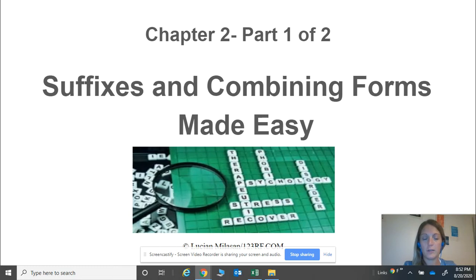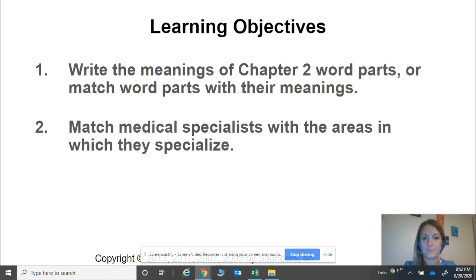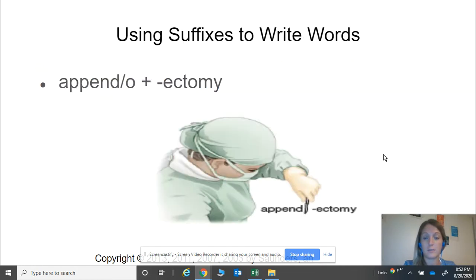Welcome to Chapter 2, Part 1. So we'll learn about some word parts that are really related to medical specialties.